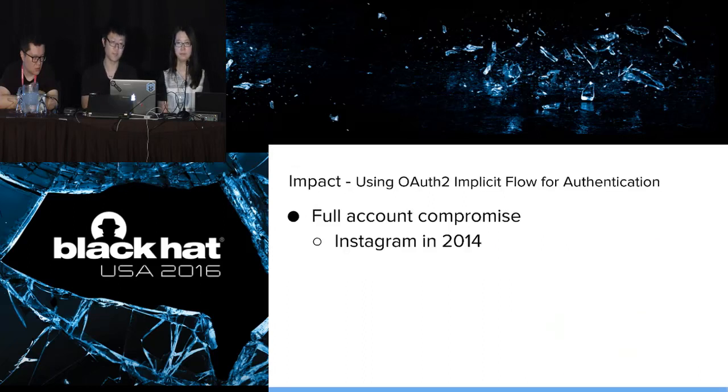So what is the impact? The impact is that the attacker can get a full account compromise with the relying party app. The attack we demoed is on Wish, but in 2014 we found this vulnerability in a Facebook third-party application, Instagram. At that time, there was a vulnerability that allowed full account compromise in Instagram.